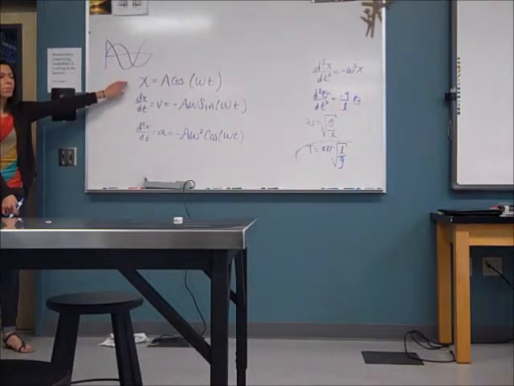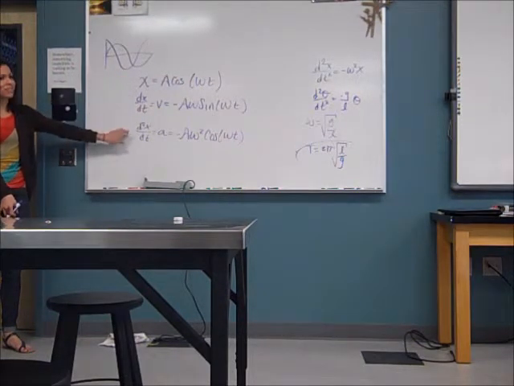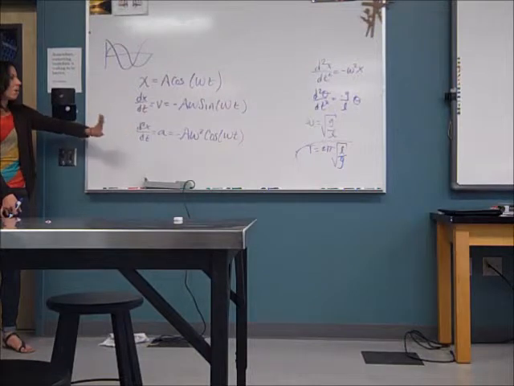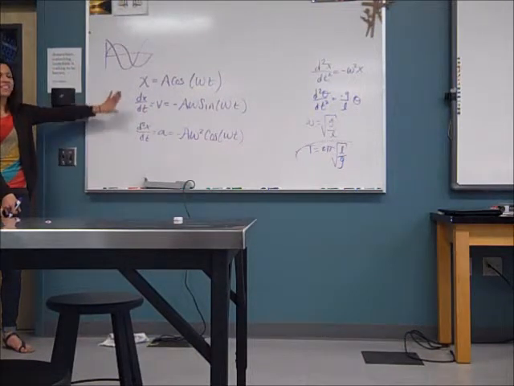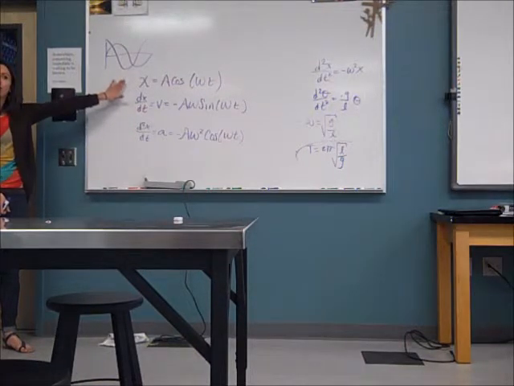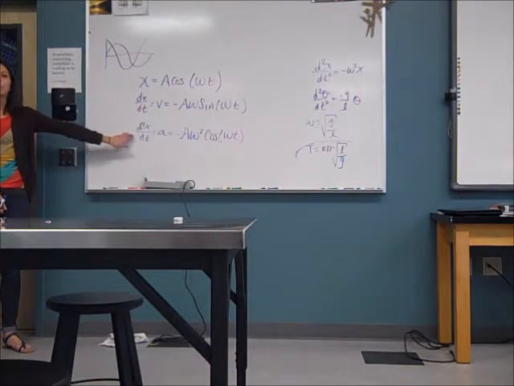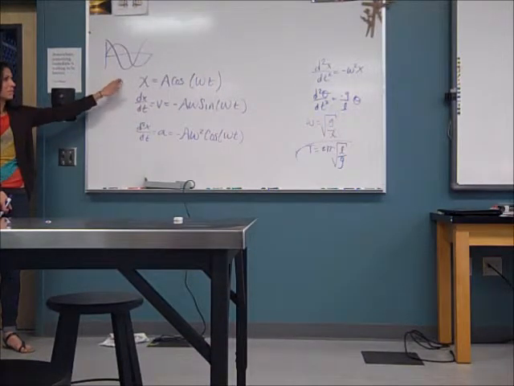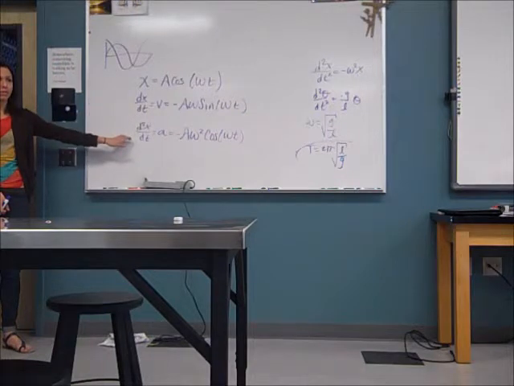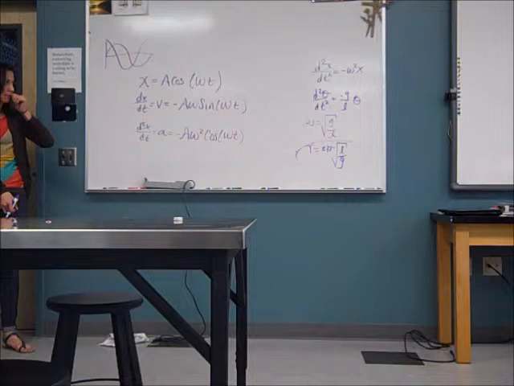This number, whatever it might be, and this number, whatever it might be, are maximum at the same time. So when you are at maximum displacement, you have maximum restoring force. When you are at minimum displacement, you have minimum restoring force, or 0 restoring force.